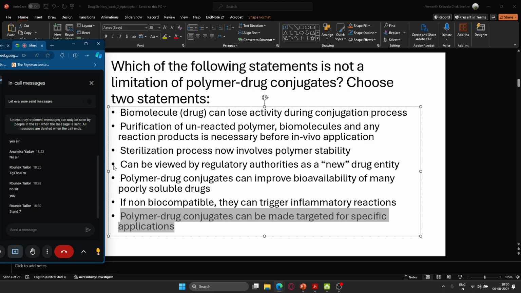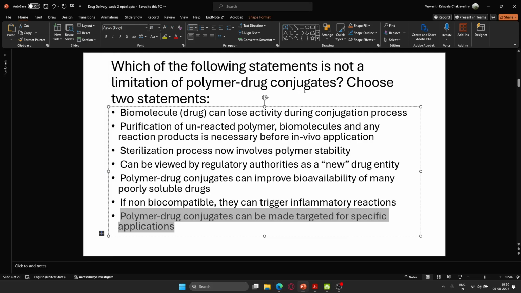So polymer drug conjugates can improve bioavailability of many poorly soluble drugs. That's true, and that's definitely not a limitation. It's an advantage. And polymer drug conjugates can be made targeted for specific applications. So that's also true, and that's also an advantage. You're correct.